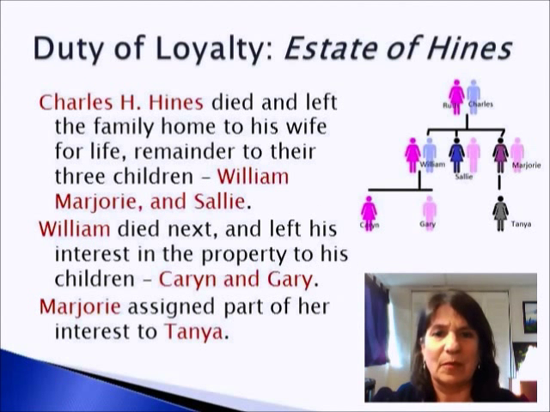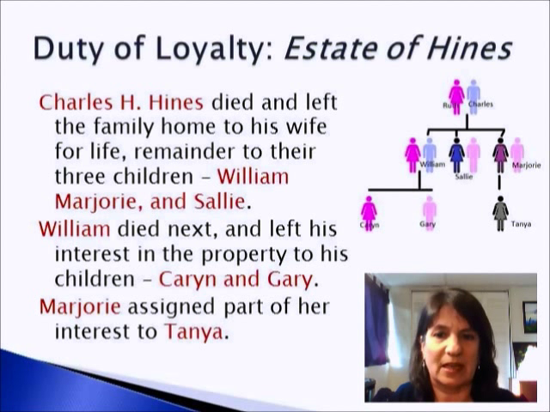Okay, so we'll talk about the estate of Hines to kind of zoom in on this duty of loyalty. Charles Hines died and left the family home to his wife for life and the remainder to their 3 children, William, Marjorie, and Sally. Now, William died next, predeceased his mother, and left his interest in the property to his children, Karen and Gary. I've drawn a little family tree there. Marjorie assigned part of her interest, 1/10 of her interest, to her daughter, Tanya. So you could identify all of these interests.